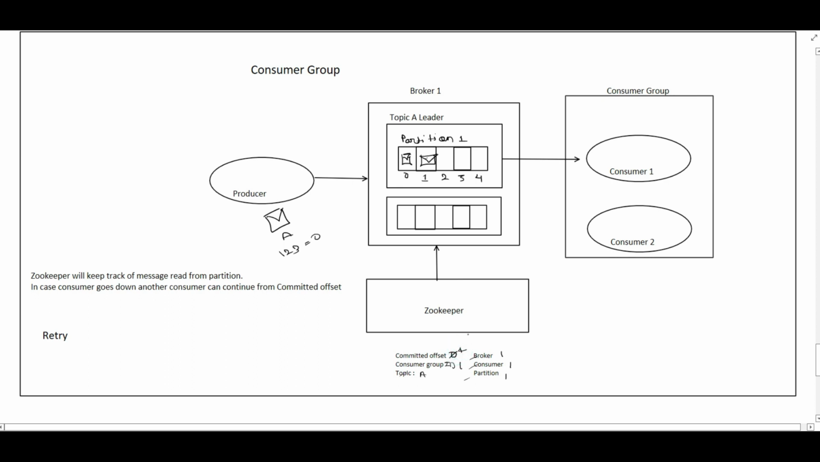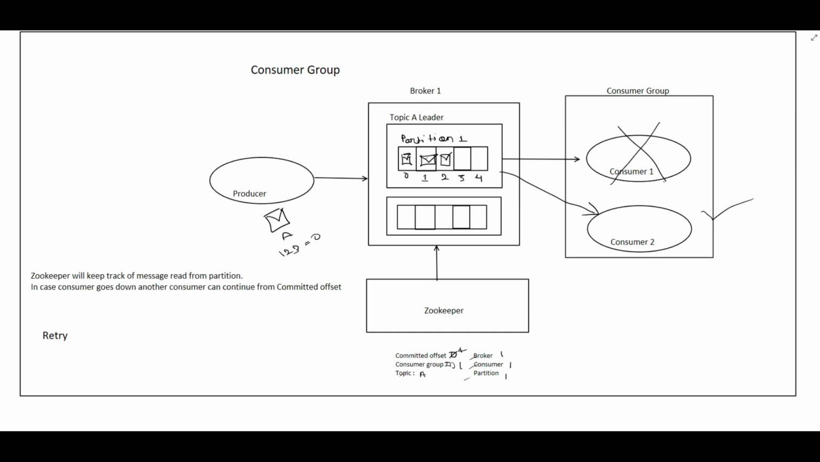And suppose consumer 1 goes down. Then what will happen? Consumer 2 can start reading messages from topic A partition 1. But how will it know from where to read? It can check the committed offset, that is 1. It means the messages have been read till 1, so it can continue reading from offset 2. This is how, in case a consumer goes down, another consumer can continue from the committed offset.